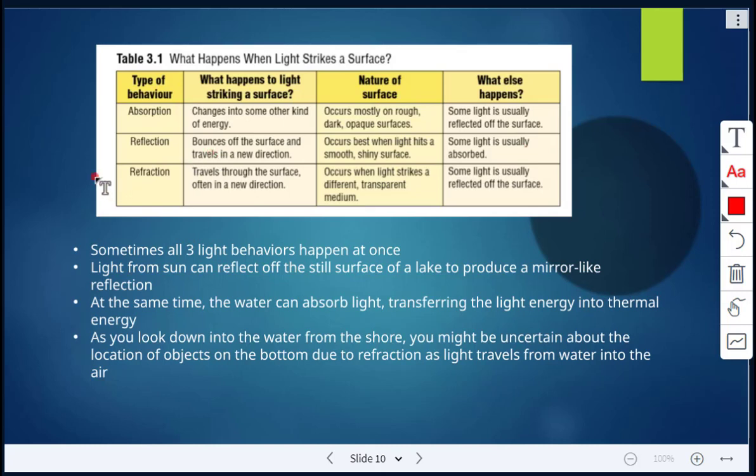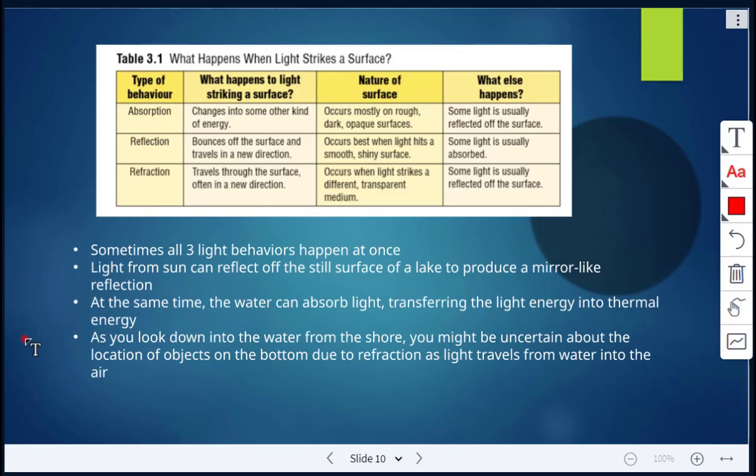And then we have refraction. This is when light travels through the surface, often in a new direction. This occurs when light strikes a different transparent medium. At the same time, some light is usually also reflected off the surface. All right, so basically all three light behaviors can happen all at once. Light from the sun can reflect off the still surface of a lake to produce a mirror-like reflection, but at the same time, the water can also absorb light, transferring the light energy into thermal energy.